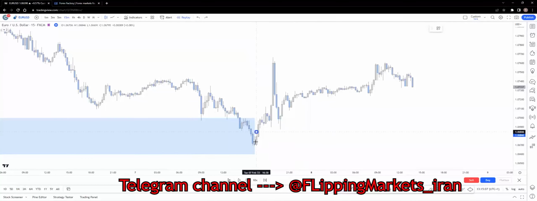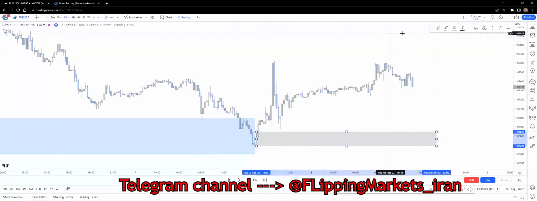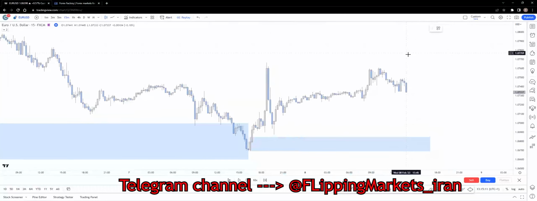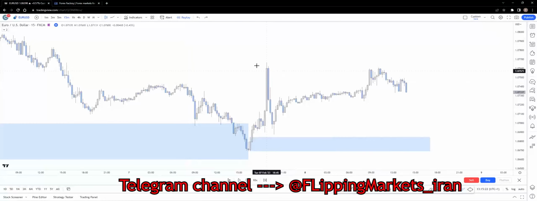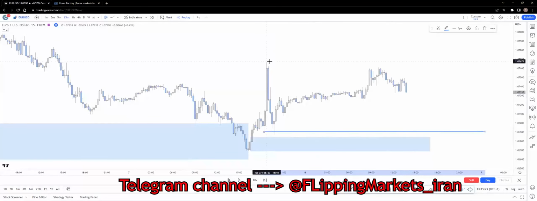And we can mark out this extreme zone, which initiated the whole character-changing movement on the 15-minute time frame after the 4-hour supply zone demand mitigation. What can we see here? Well, price is making substructural movements. This is the low point. This is the high point.